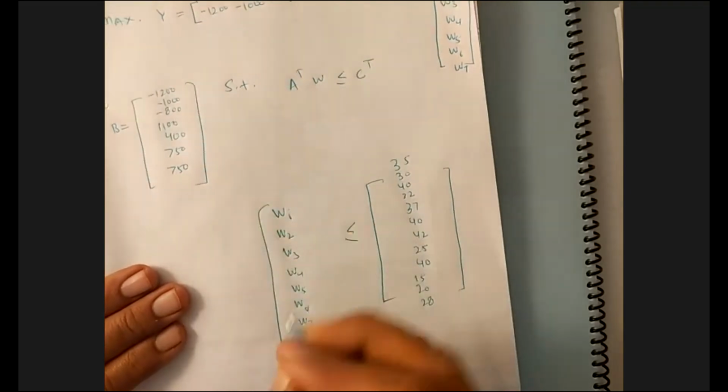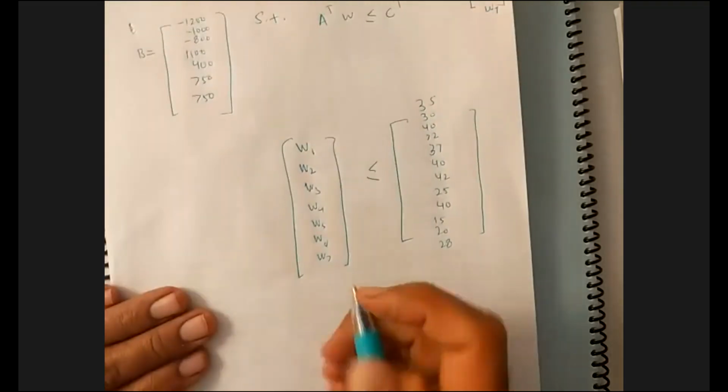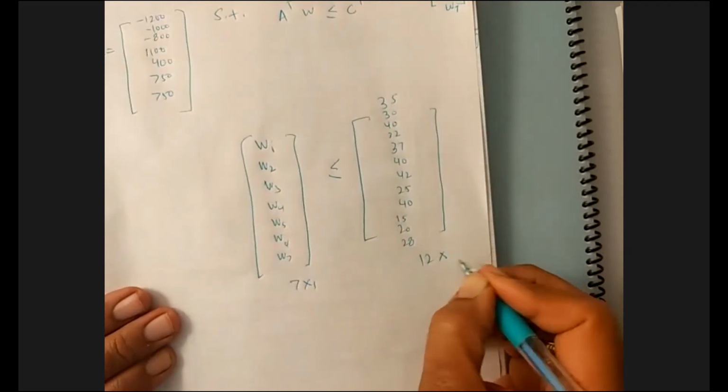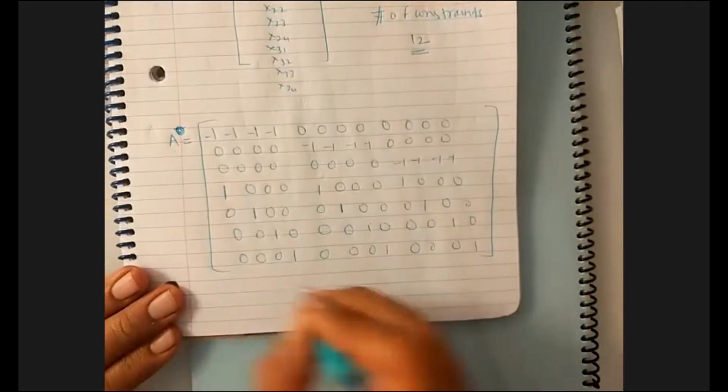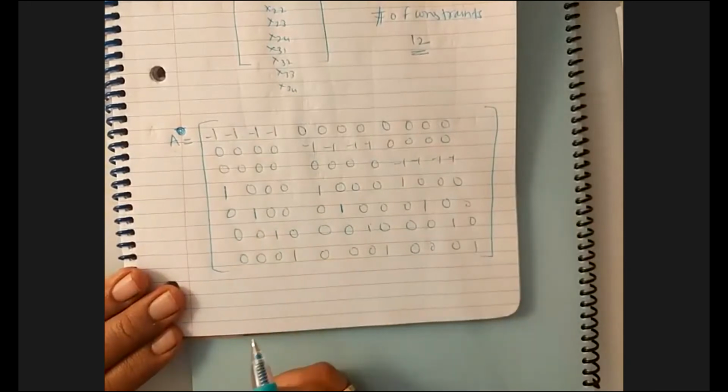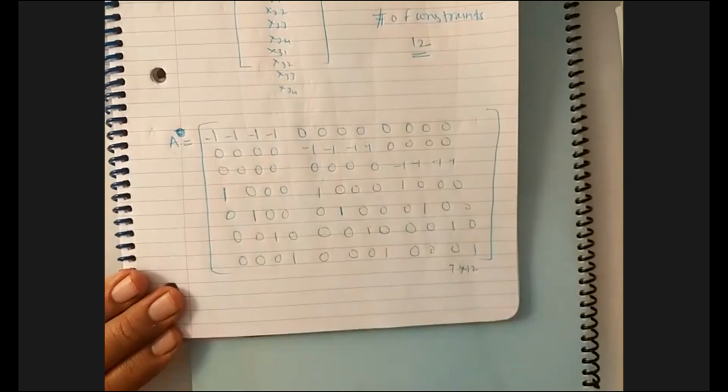Okay. So what's the size of this W? The size of this W is essentially 7 rows and 1 column. And the size of this is 12 rows and 1 column. And my A transpose, remember my A matrix? What's the size of this? It's 4, 5, 6, 7 rows and 12 columns, right? So it's a 7 cross 12 matrix.